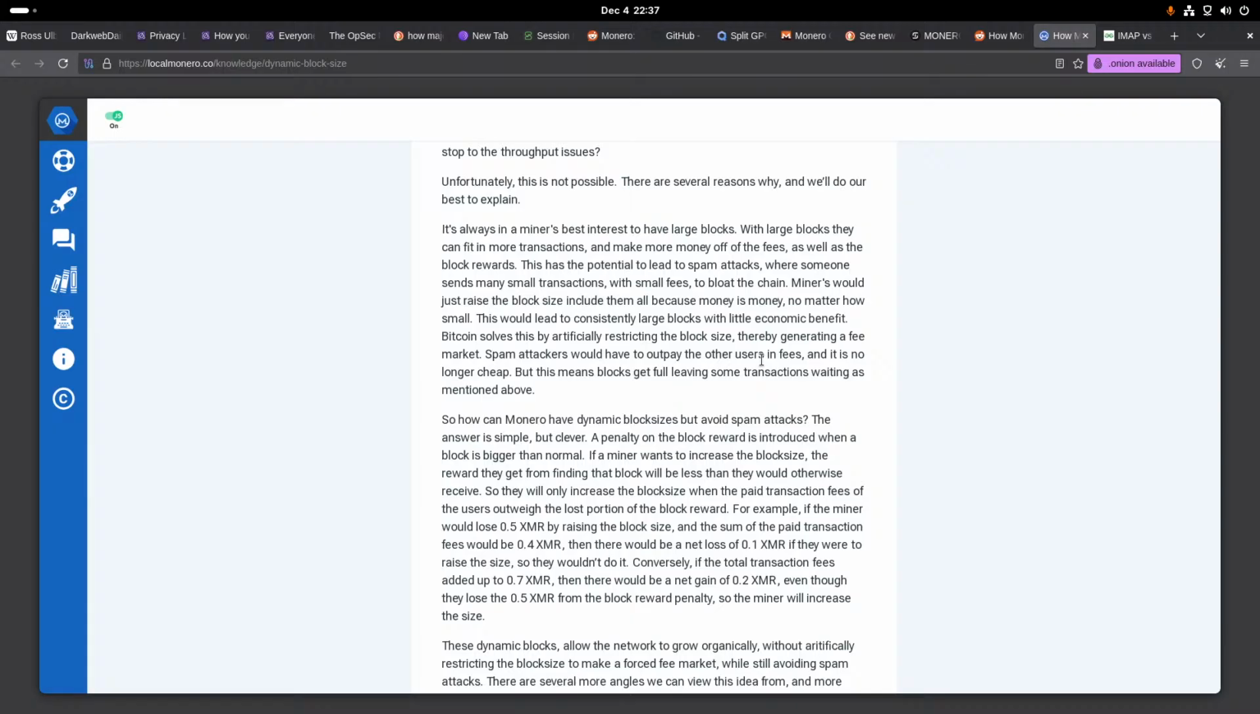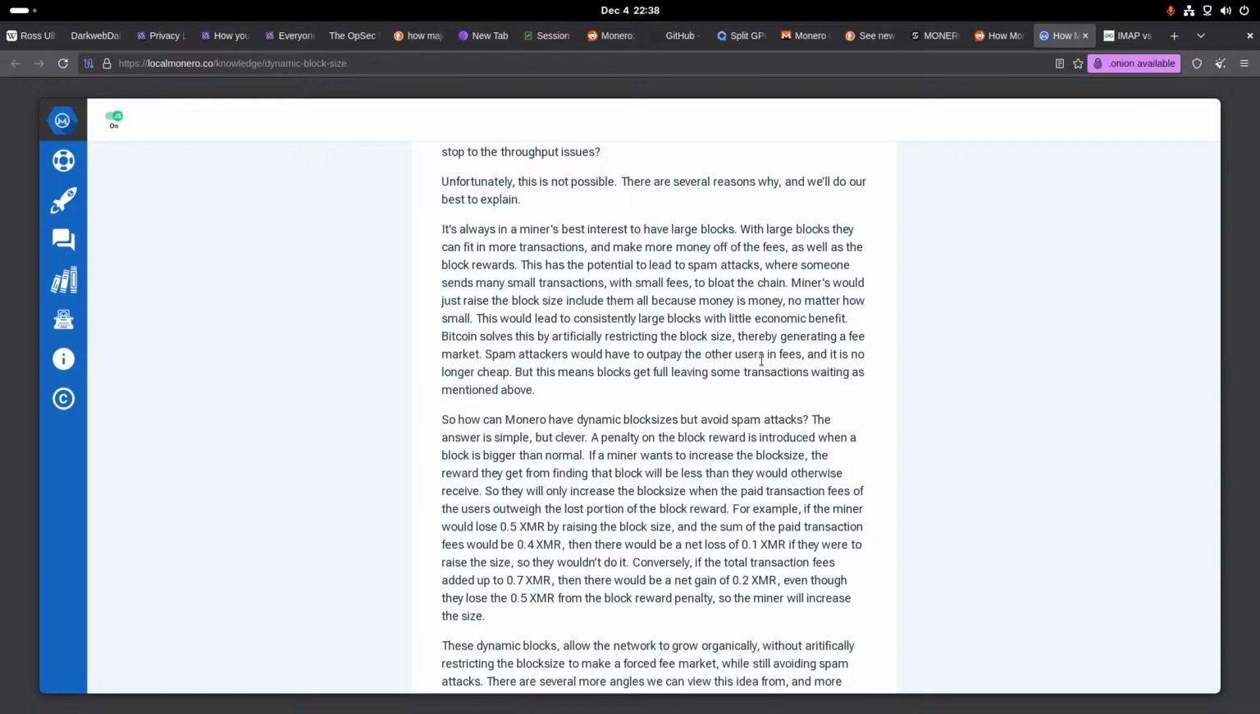It's always in the miner's best interest to have large blocks. With large blocks, they can fit more transactions and make more money off the fees, as well as the block reward. This has the potential to lead to spam attacks, where someone sends many small transactions with small fees to bloat the chain. Miners would then just raise the block size, including them all, because money is money. No matter how small, this would lead to consistently large blocks with little economic benefit. Bitcoin solves this by artificially restricting the block size and thereby generating a fee market. Spam attacks would have to outpay other users in fees, and it is no longer cheap. This means that blocks get full and some transactions wait, as mentioned above.